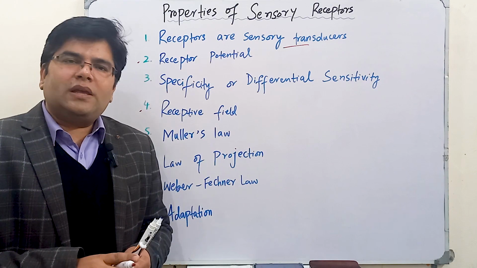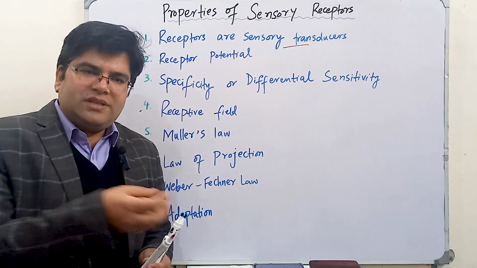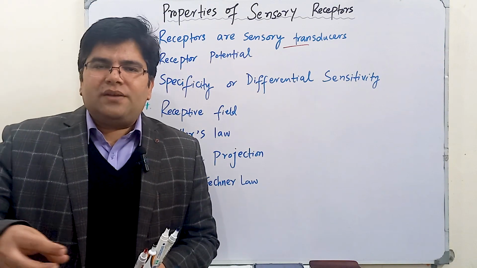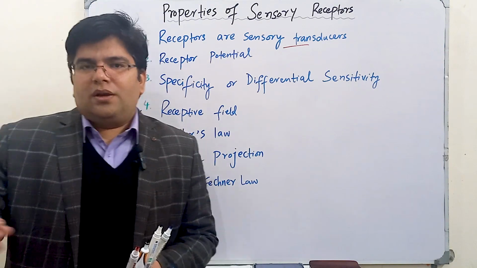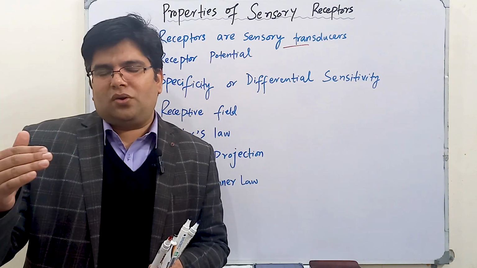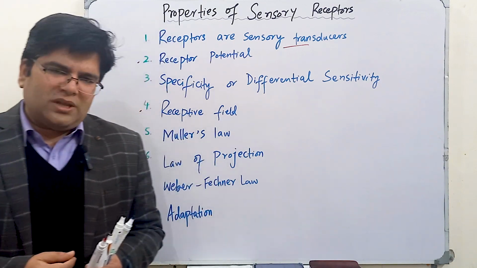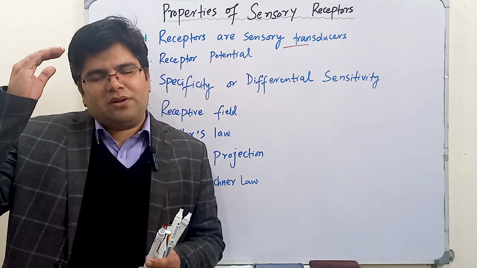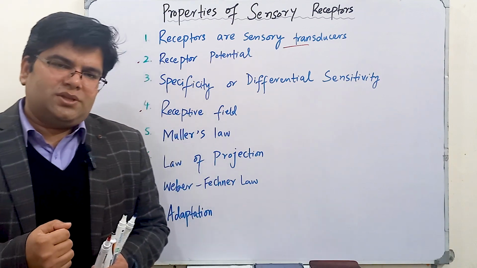According to the labeled line principle, receptors detect a sensation and that travels along a series of nerve fibers. Like in the dorsal column pathway, there are first, second, third, and fourth order neurons. Similarly, in the spinothalamic pathways, those neurons take their signal to a specific part in our cerebral cortex, like the primary sensory cortex.